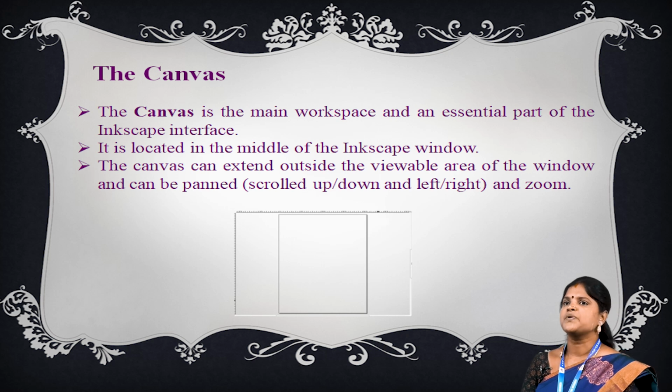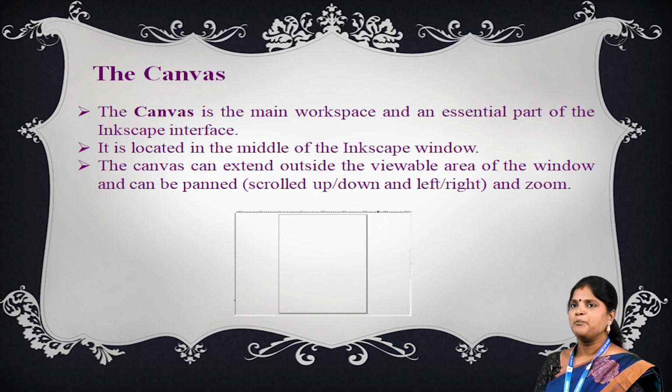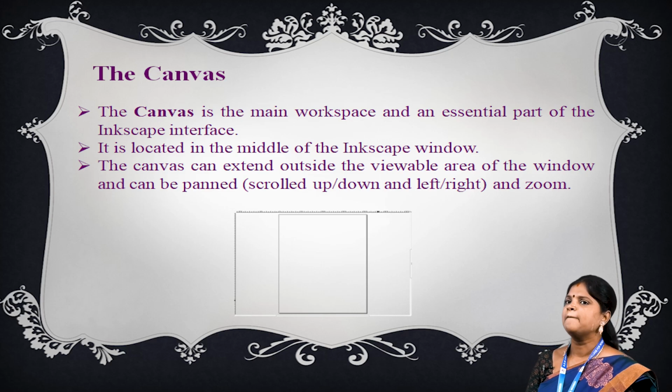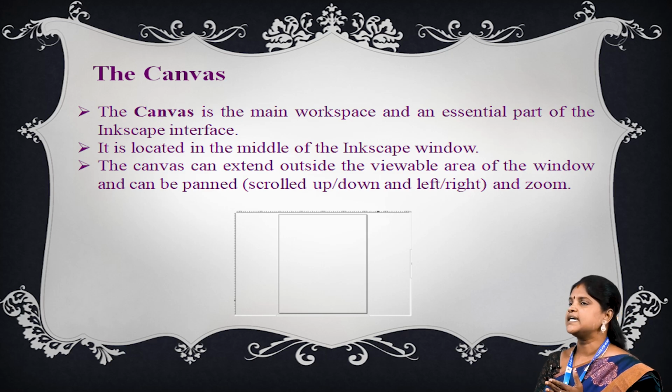Next one, canvas. Canvas is the main workspace and essential part of the Inkscape interface. It is the main drawing area on which the drawing is created and viewed. It is located in the middle of the Inkscape window. The canvas extends outside the viewable area of the window. It can be panned, scrolled up and down, left and right, etc.